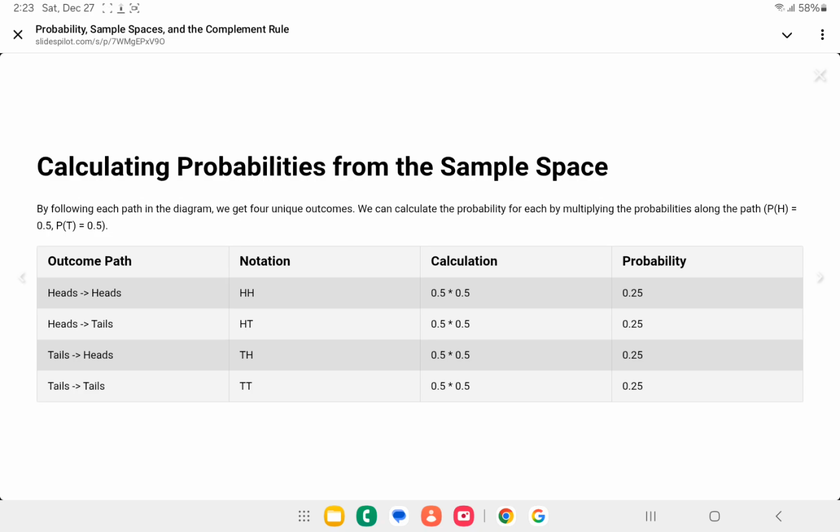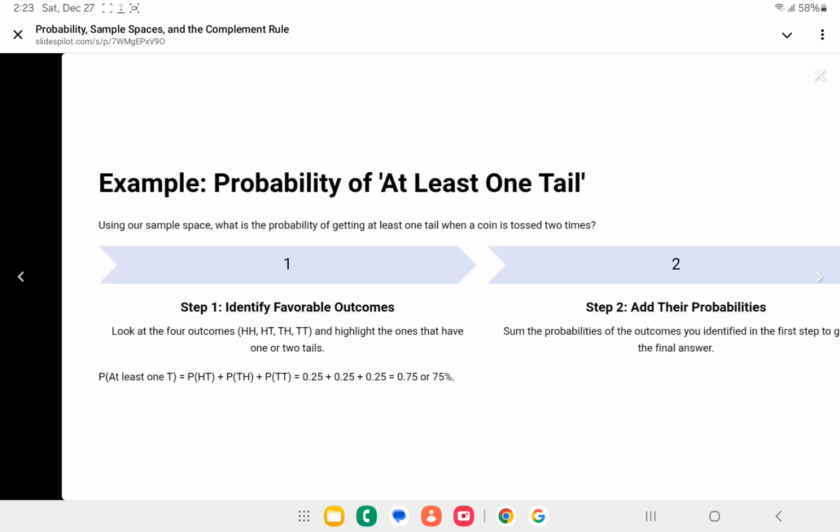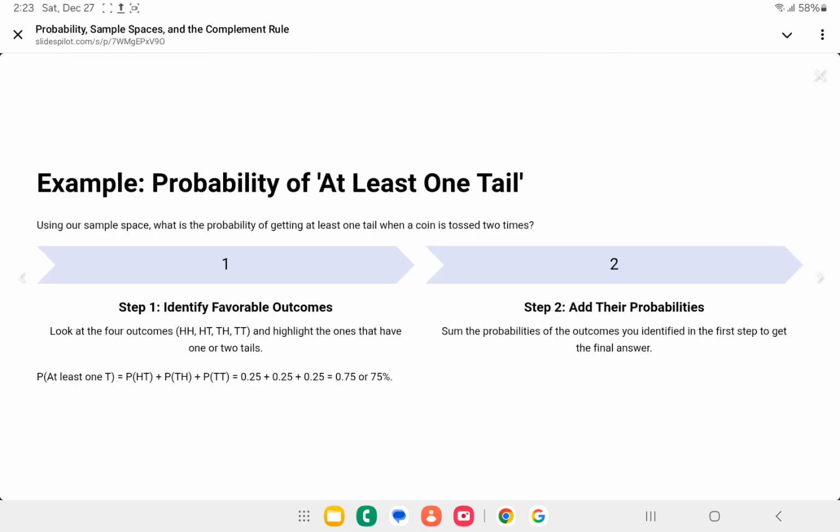A common exam question might be, what is the probability of getting at least one tail if a coin is tossed 2 times? The first step is to calculate the probabilities of each outcome, which we have done already.